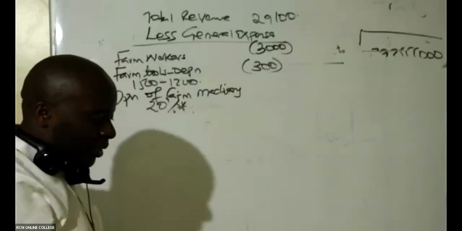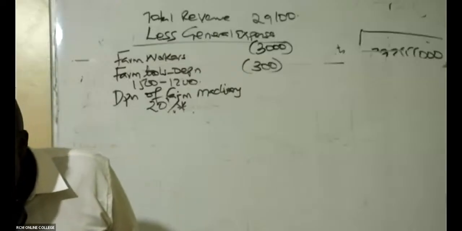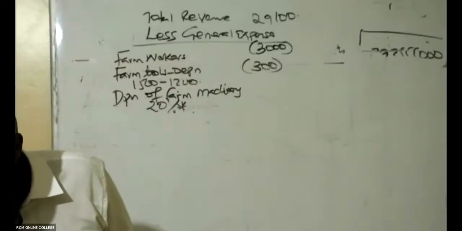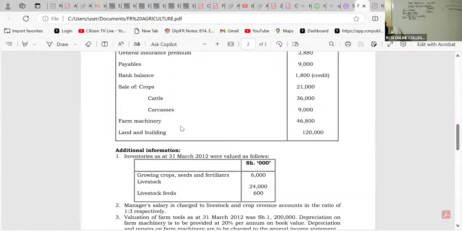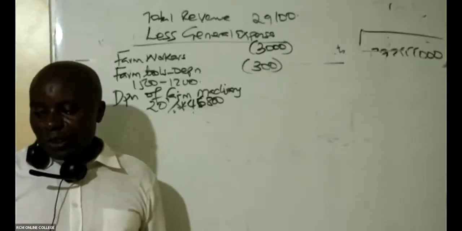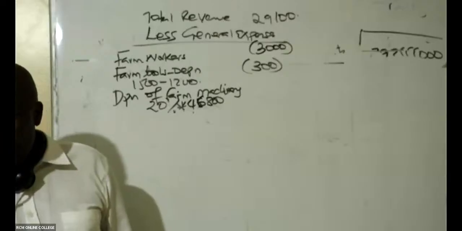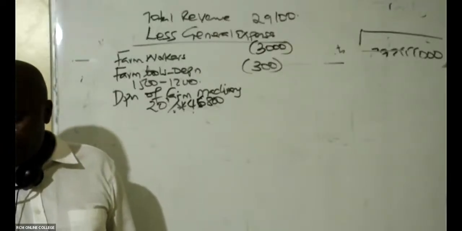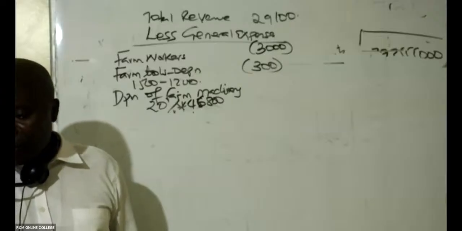So go to your trial balance. In your trial balance, you should be able to look for information regarding farm machinery. You can see the farm machinery is 46,800. So 20% of 46,800. Is there somebody who is able to give me this depreciation of farm machinery? Depreciation of farm machinery, 9,360. I'm waiting for somebody else to confirm.